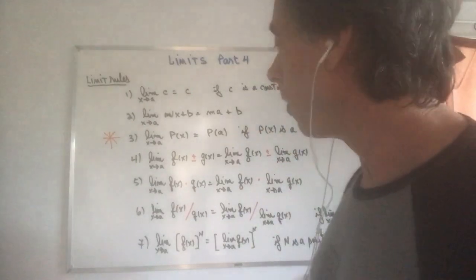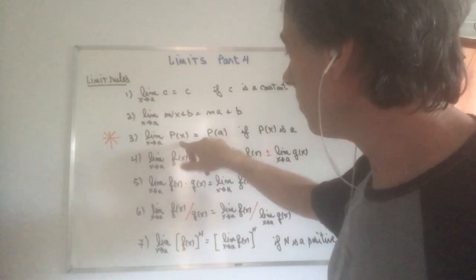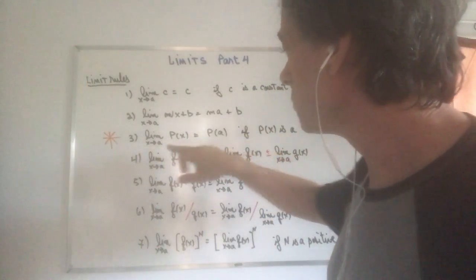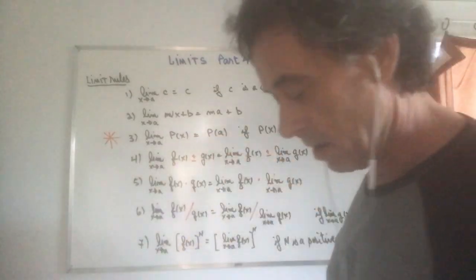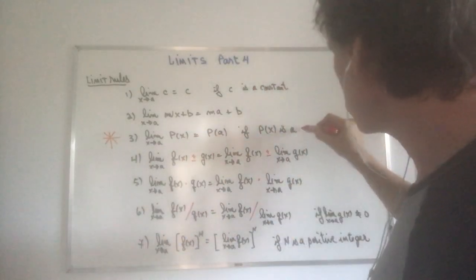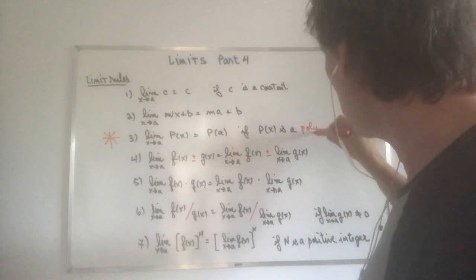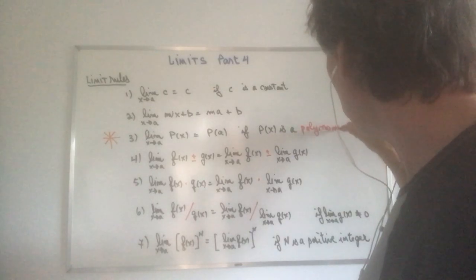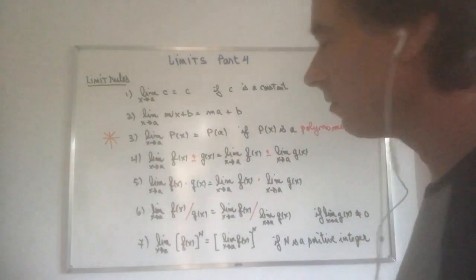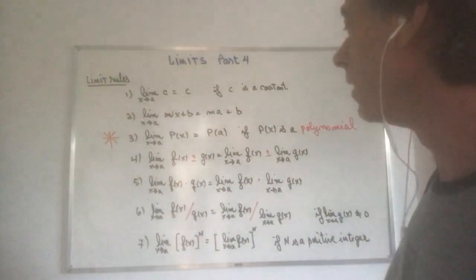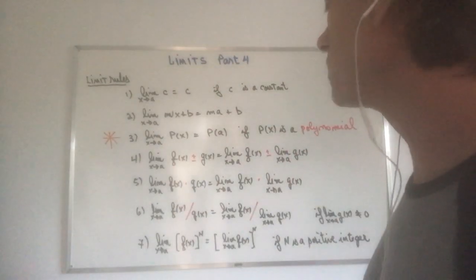Perhaps the most important one in the list: the limit as x approaches a of p of x is p of a. So I can replace x by a again, provided that p of x is a polynomial. Remember polynomials from the review videos, like x to the n? Well, that's the rule that applies here.